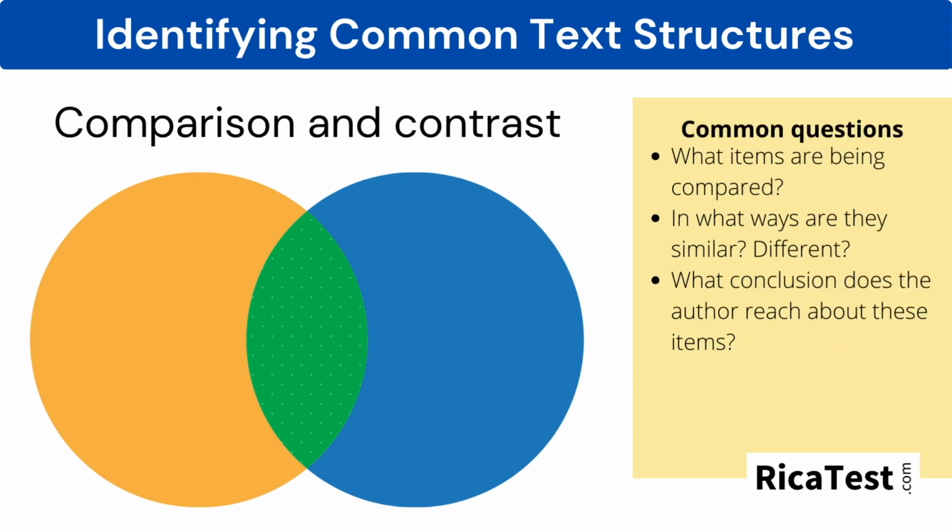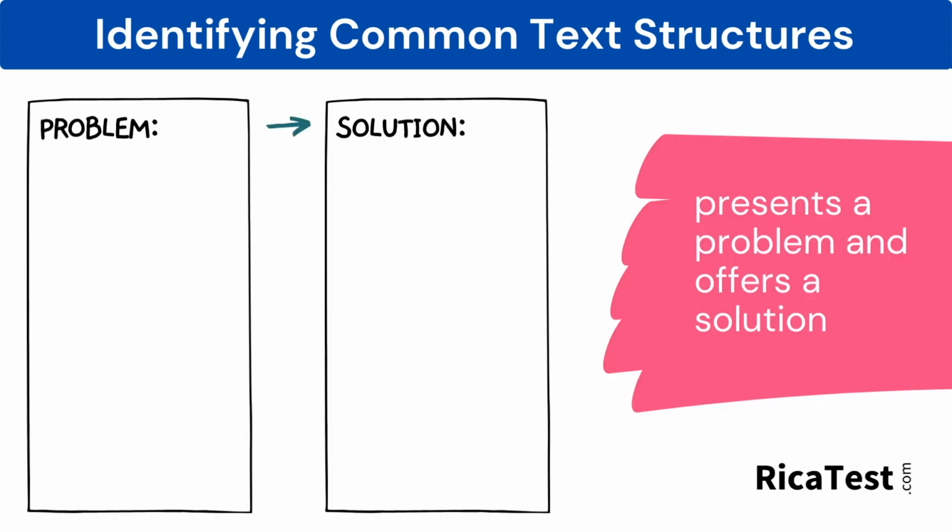Common questions used to indicate comparison and contrast include: what items are being compared? In what ways are they similar? In what ways are they different? What conclusion does the author reach about these items?